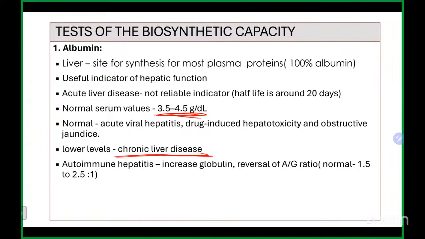It can be normal in hepatitis, drug-induced hepatotoxicity, and other cholestasis measures. In autoimmune hepatitis there is one thing: because autoimmune means antibody production, and antibodies are predominantly globulins, there will be reversal of the AG ratio. So whenever you have reversal of the AG ratio, you should suspect autoimmune hepatitis.